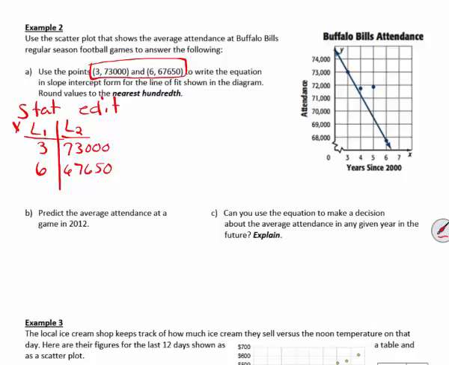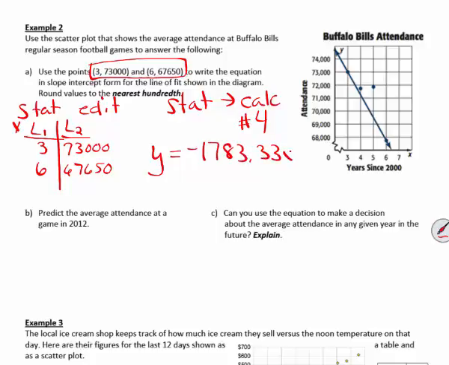Okay, so there those are. Then I'm going to do Stat. I'm going to go over to Calculate, and it's number 4. And when you do that, again, if you need to stop and pause the video so that you can catch up with this, then that's fine. But when you do that, you're going to get negative 1783.33x plus 78350.